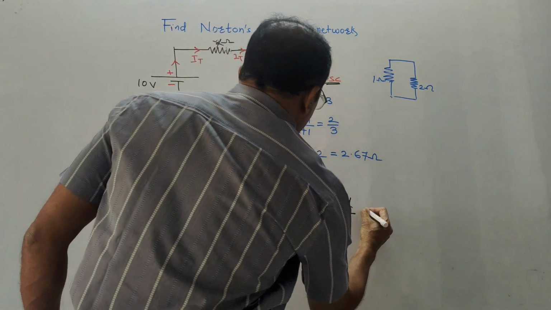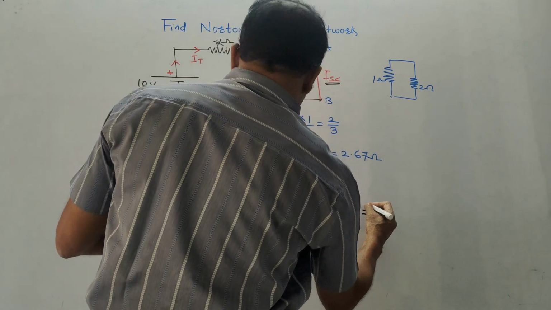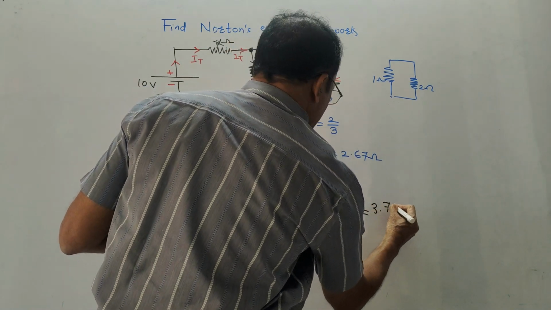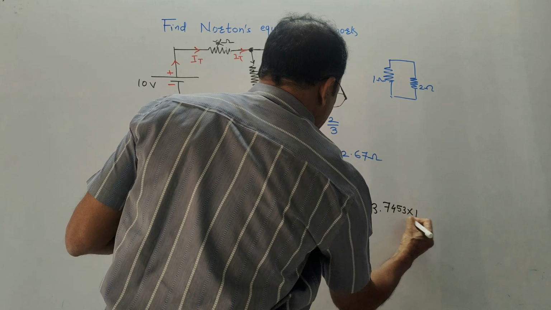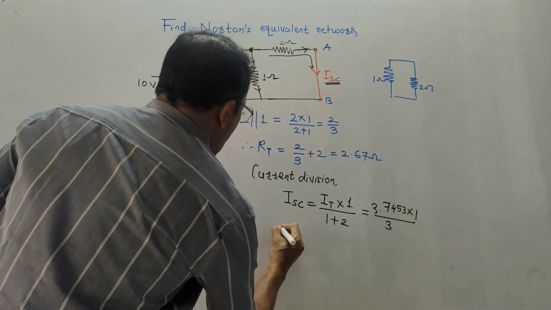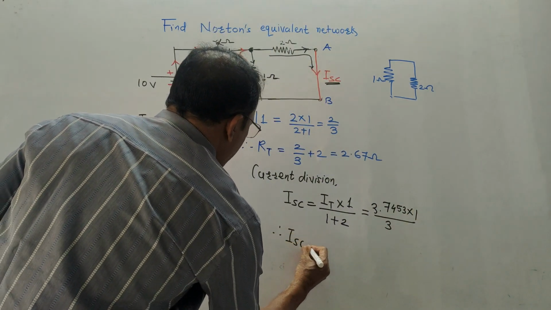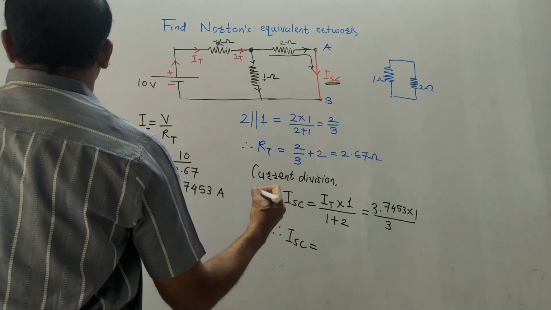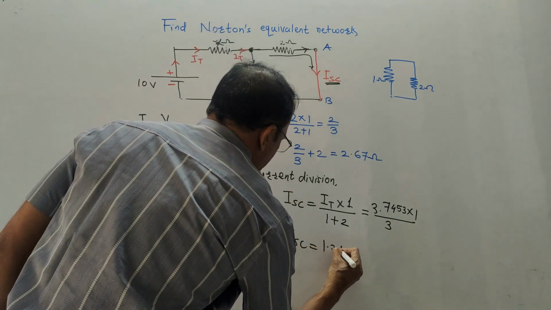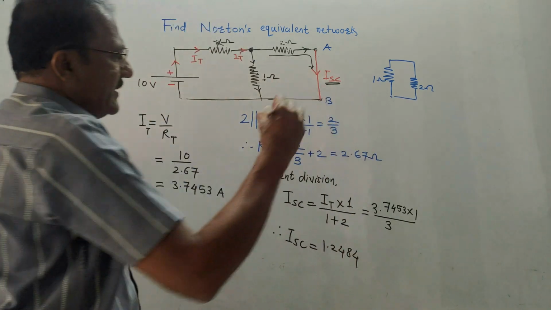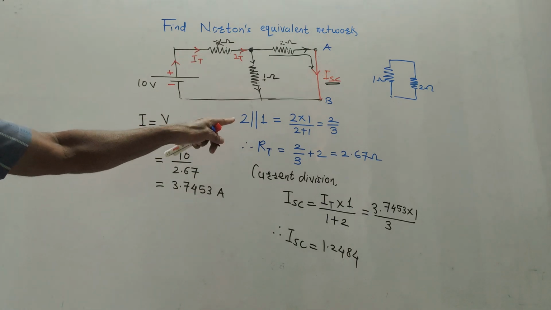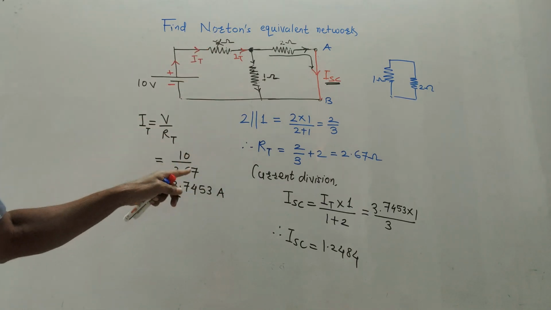So simply, if you put the values, the value of IT is 3.7453 into 1 upon 3. So it will give you the value of ISC, that is short circuit current, which is 1.2484. This is the first step. What we did, we have calculated the value of short circuit current.